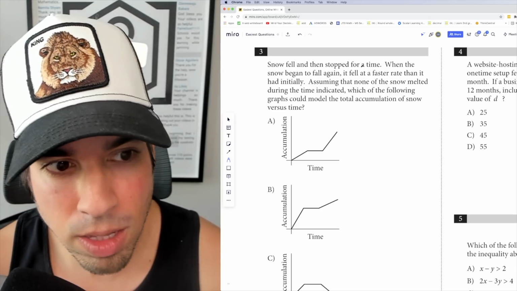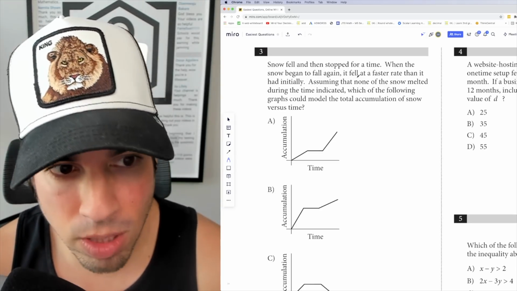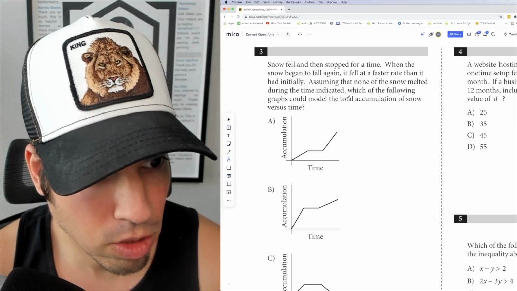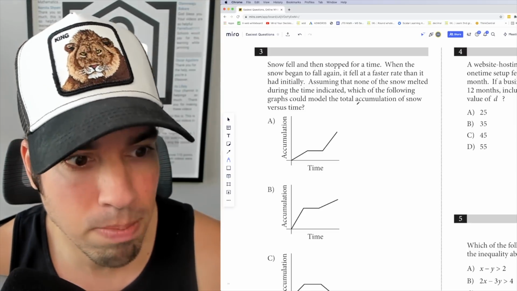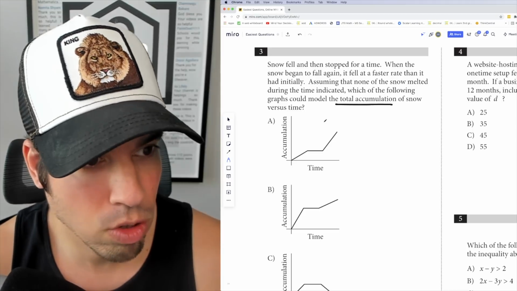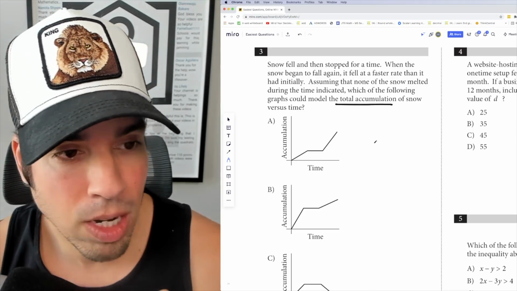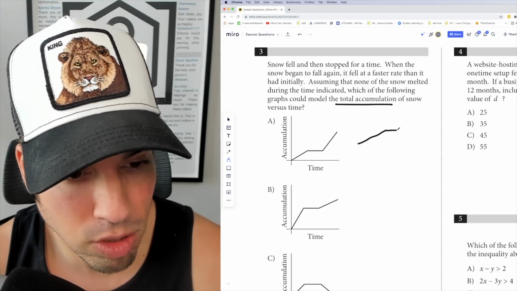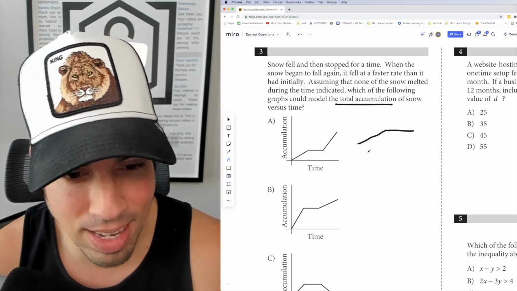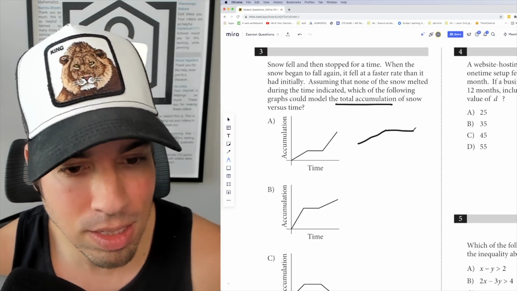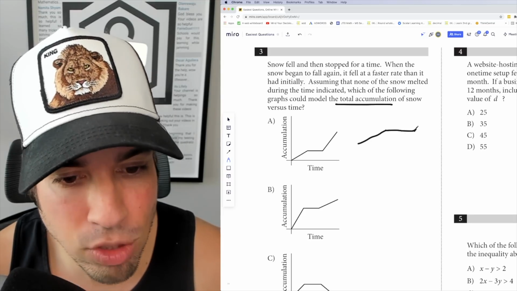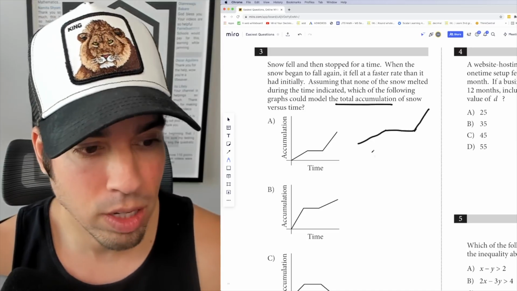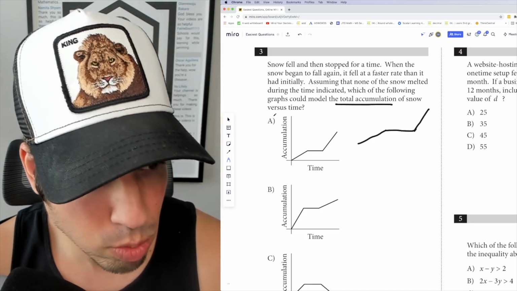Done. Snow fell and then stopped for a time. When the snow began to fall again, it fell at a faster rate than it had initially. Assuming that none of the snow melted during the time indicated, which of the following graphs could model the total accumulation of snow versus time? So if I were to graph this on my own, I'd be like, okay, the snow is kind of falling, boom. And then it says it stops and it just chills and nothing melted, right? So it's just going to stay the same for a while. And then when it begins again, it's going to begin at a faster rate, aka a steeper slope. So that's my approximation. Well, guess what? That pretty much looks like A, so we're going to circle that.